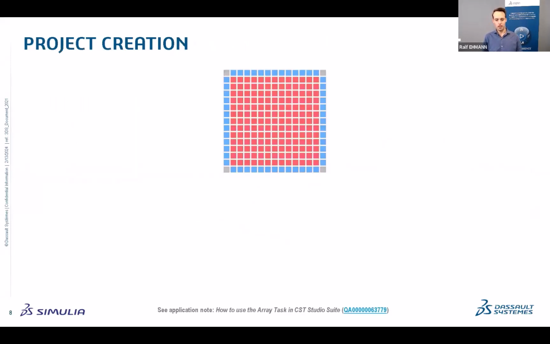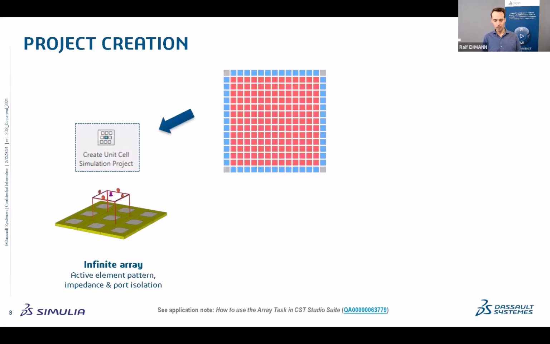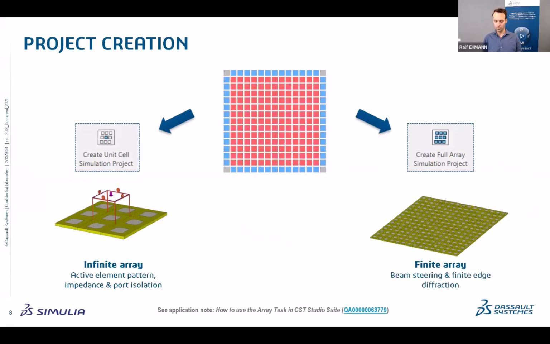So with such a project, however you've defined it, when it's periodic, you can define a unit cell simulation project, which is basically the infinite array, where the active element pattern and impedance, port isolation, things like those are quickly calculated. And then one can also create a full array simulation project where you can do beam steering, and of course the finite edge diffraction is taken into account. For more information, you can always refer to this QA in the knowledge base reference at the bottom.